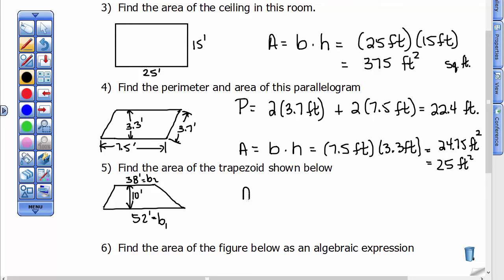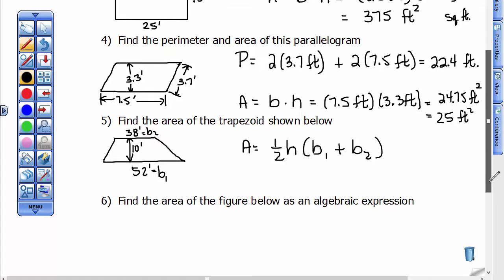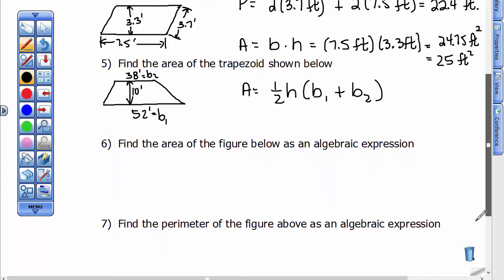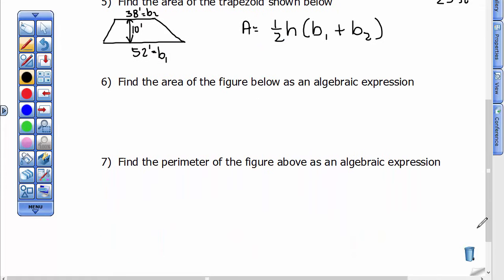So let's see, the area is half the height times the sum of the bases. Again, I hope you practice before you just watch me do it. And so substitute in these values. So half of 10, that's kind of nice, that's going to be 5. And then the sum of the bases is 52 plus 38. I believe that adds to be 90.